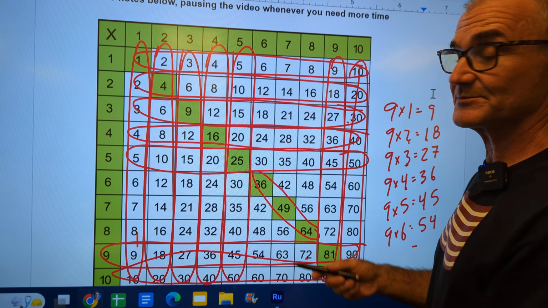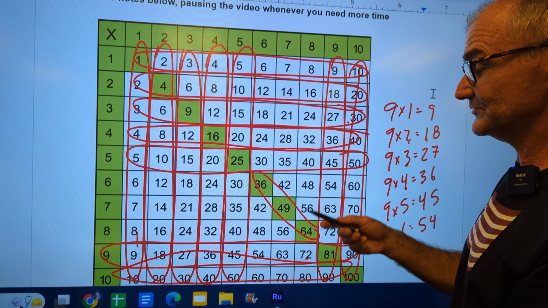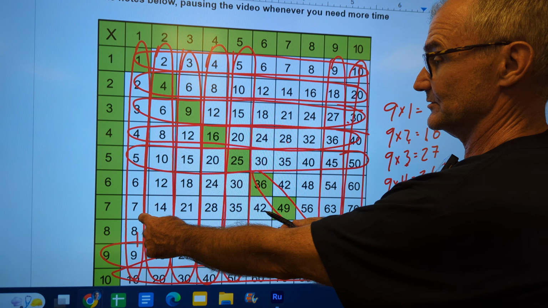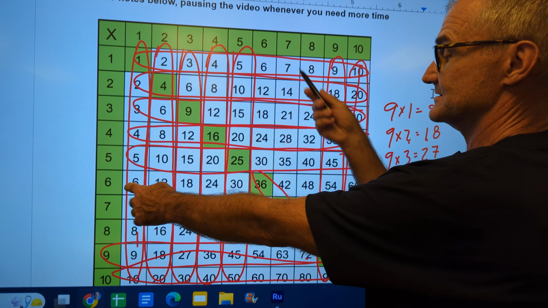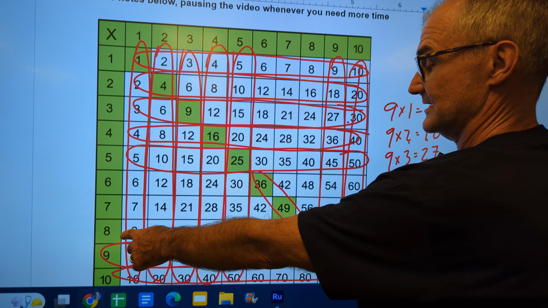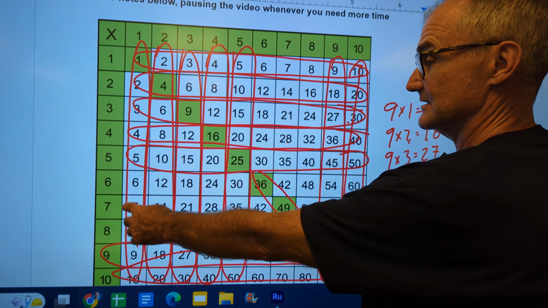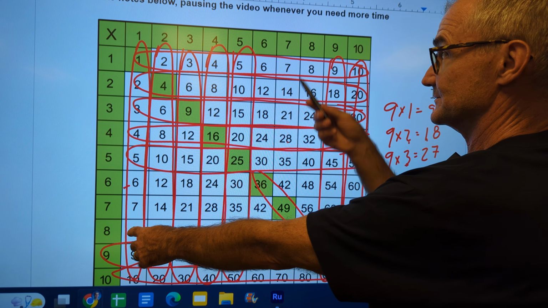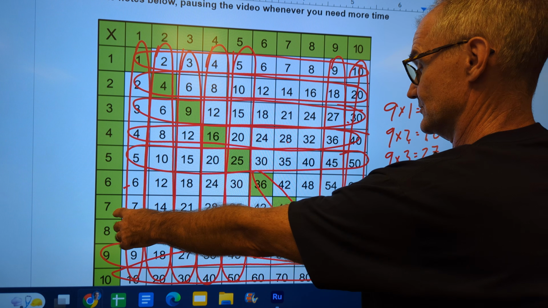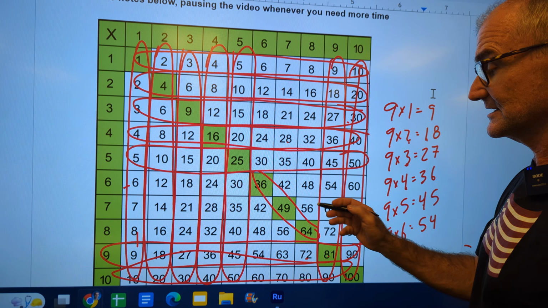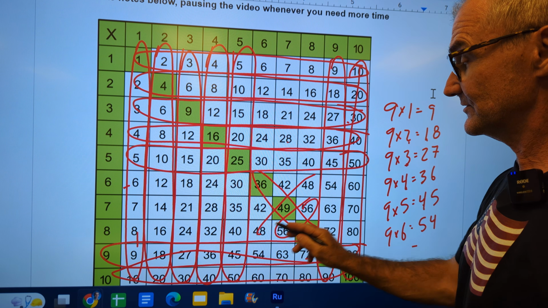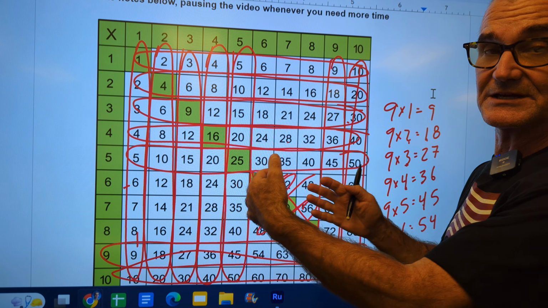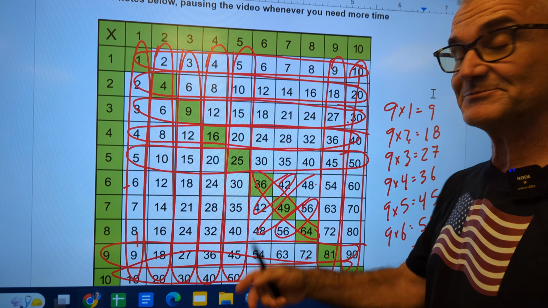Now it looks like I have 6 multiplication facts to remember, but these 3 are the same as these 3, right? 7 times 6 is 42, just like 6 times 7 is 42. 8 times 6 is 48, just like 6 times 8 is 48. And then 8 times 7 is 56, or 7 times 8 is 56. So these two, those two right there, and those two right there are going to be the same, just because multiplication is commutative. So just keep practicing.